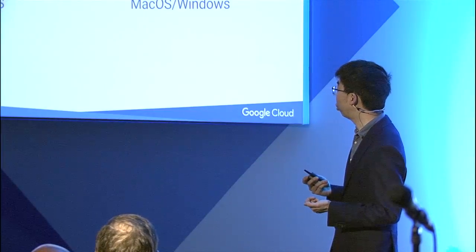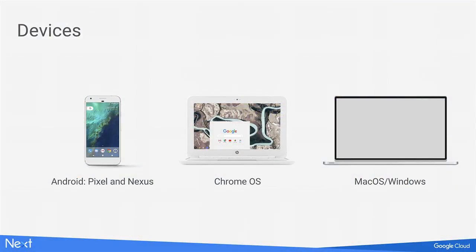On the devices standpoint, so we did all that for our internal applications. On the devices standpoint, here at Google, just because people ask these questions, we support a variety of different devices. We support Android, and on Android, we support our Pixel devices and any Nexus device at the highest tier of access. We also support Chrome OS at the highest tier of access, and we support Mac OS and Windows at our highest tier of access. So we actually support our entire population.